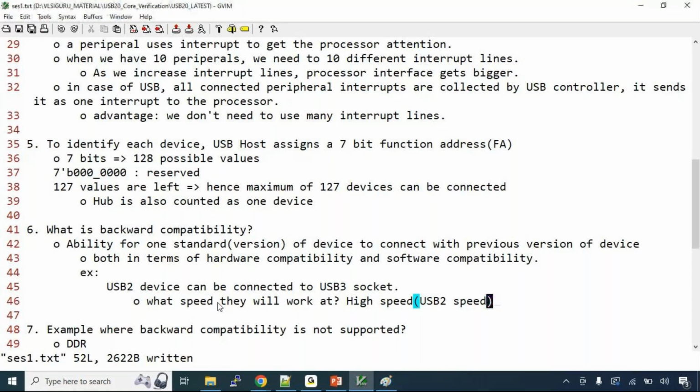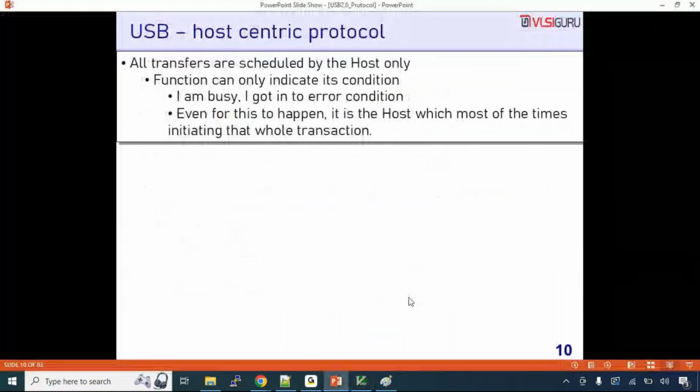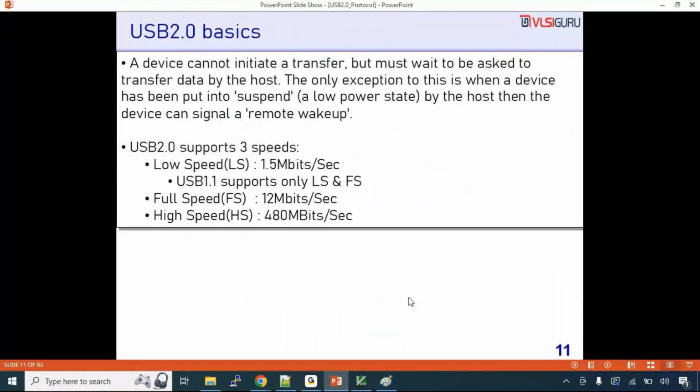Hardware compatibility means physically they should be able to fit in. Software compatibility means whatever packets and frames are supported in USB 2, USB 3 also should support. That is called software compatibility. We have already discussed USB 2.0 speeds.